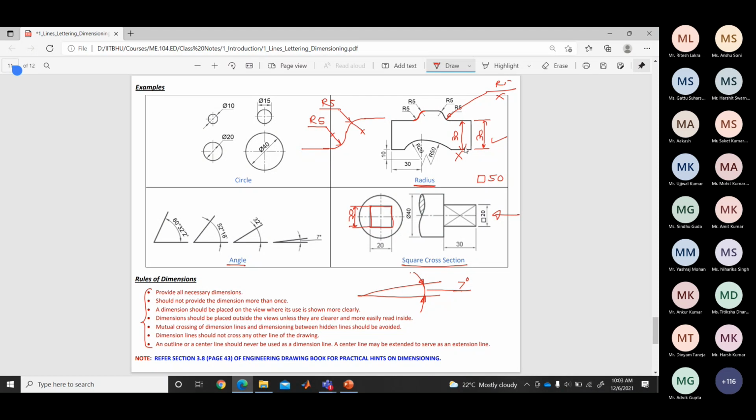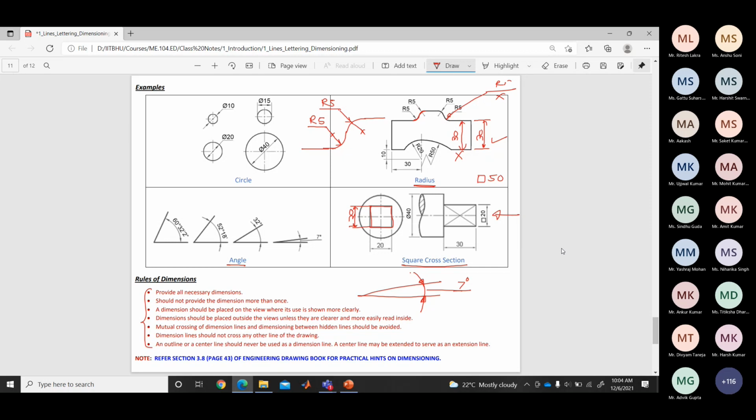Any doubts or any queries about the dimensioning? Okay, so I think we have cleared a lot of things.